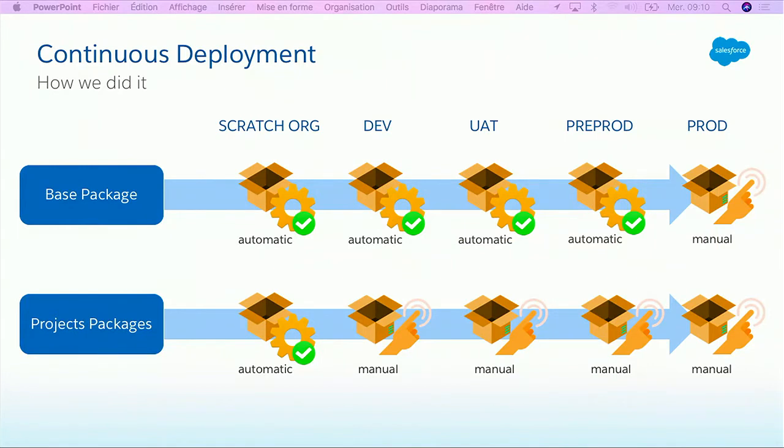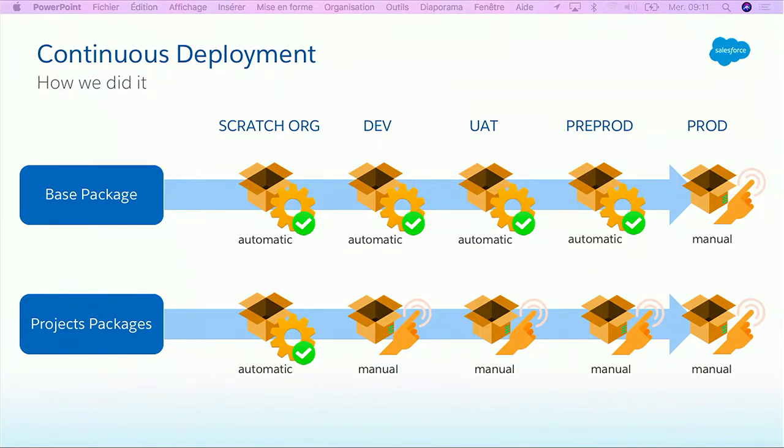So here is what we have right now. We have a base package and two project packages, and we are not doing exactly the same thing with them so far. The base package is important because everything depends on it. I don't want to start working on a project without using the right version of the package. I added a new field, it's in the new version of the base package, but it's not installed yet everywhere, like in a UAT sandbox.